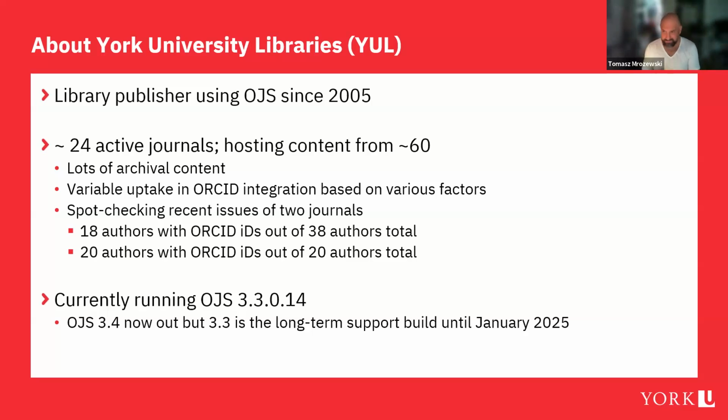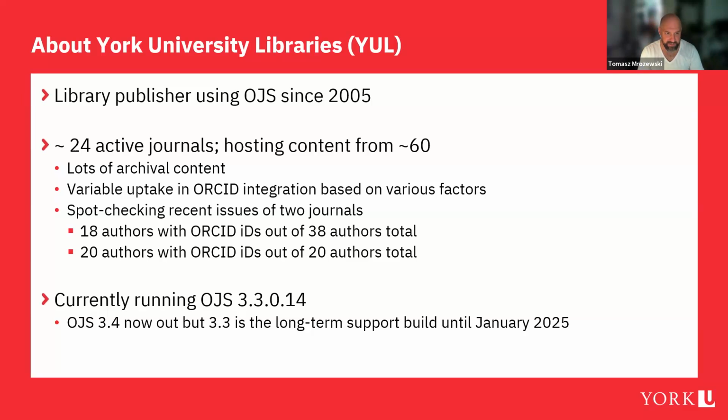ORCID IDs. About versions, I should say that I'm speaking about OJS 3.3.014. PKP recently released OJS 3.4, so unfortunately I can't speak to what this process looks like in 3.4 yet. We're working through some other upgrades before we get to OJS 4. But I think this is relevant because 3.3 is the current long-term support build from PKP, and OJS 3 is going to be around and actively supported until, they're looking at, January 2025.